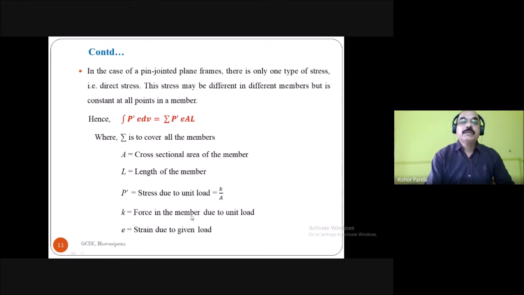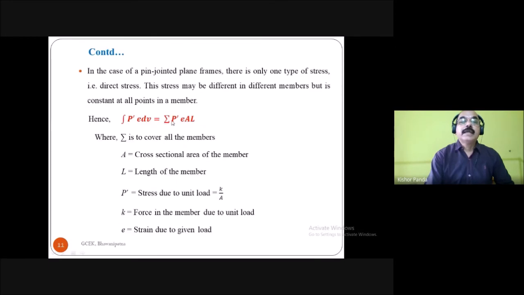For the stress due to unit load, what is the force in the member due to unit load divided by the area? This is small k by A. So k by A is the stress due to unit load. First you have to find out the forces in the member due to unit load. Then if you divide by area, you will get the stress due to unit load.